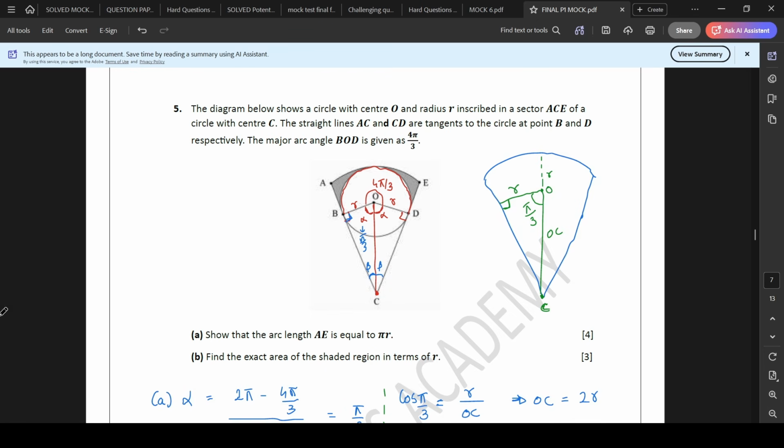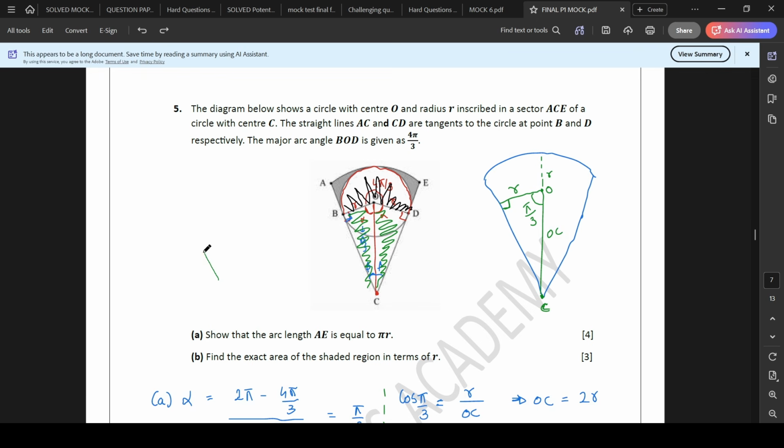So what I can do is I'll just use different colors to help you understand. I'll find the area of this major arc BOD. I'll find the area of any of these triangles, and multiply by 2 to get also this part of the triangle. And then from the complete area of the sector ACE, I'll get rid of the area of the major arc BOD and 2 times the area of a single triangle.